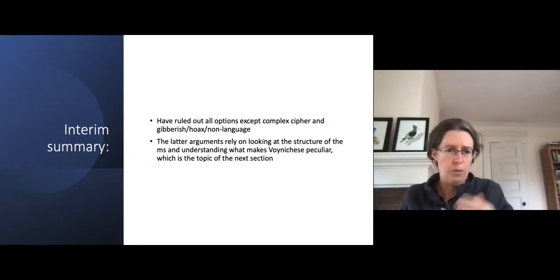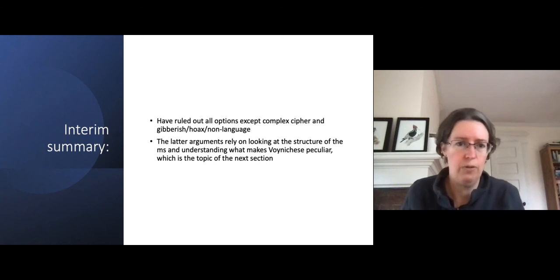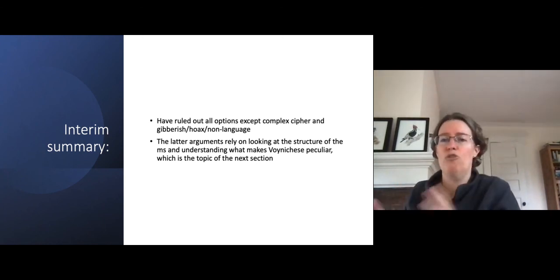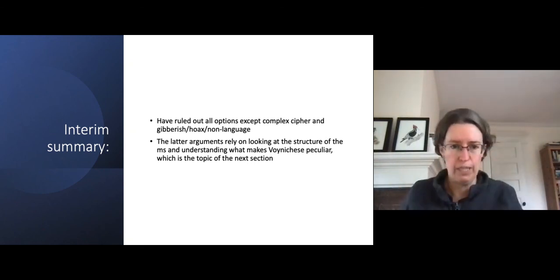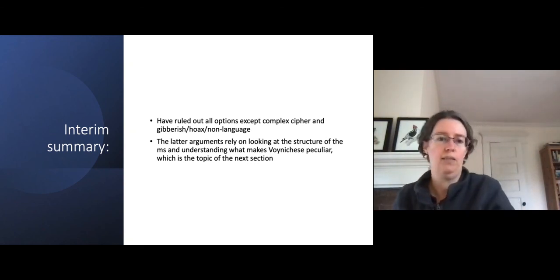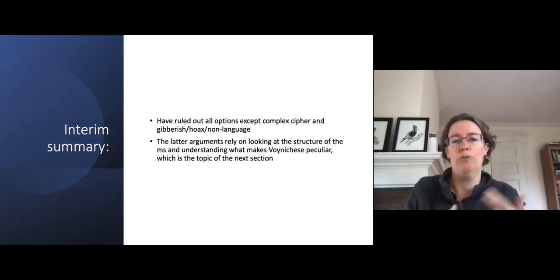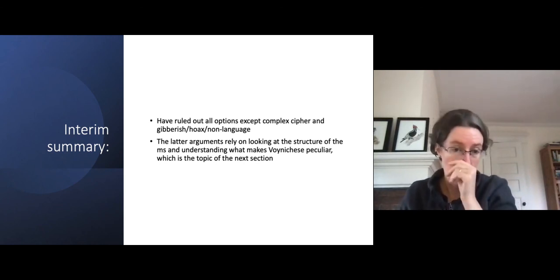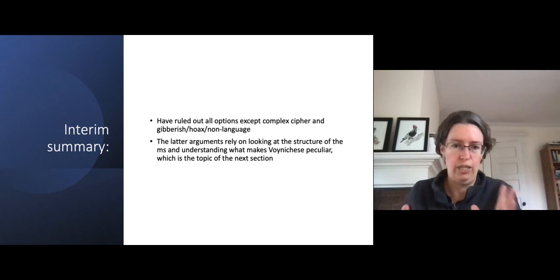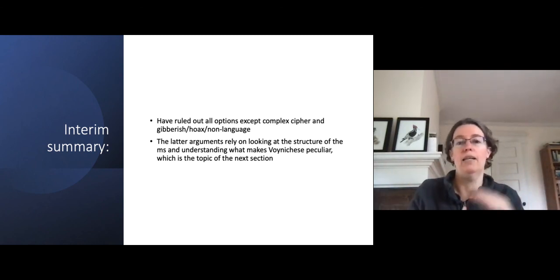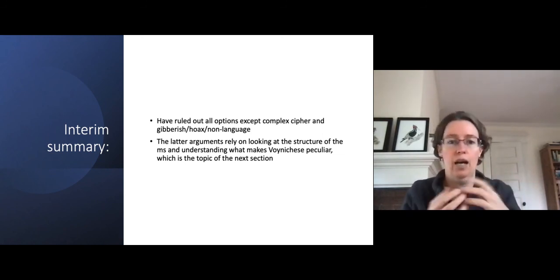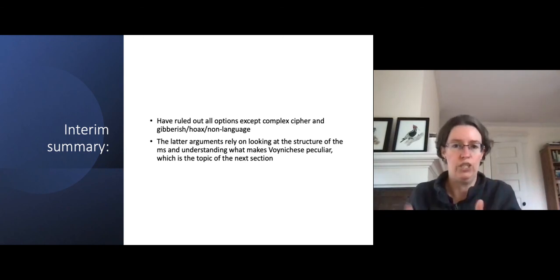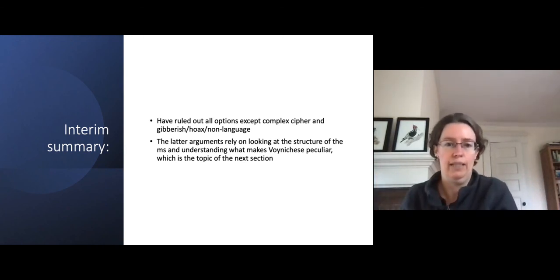So just to give an interim summary, we've actually either strongly ruled out or considered pretty unlikely all of the potential options, except either a more complex cipher or some sort of gibberish or hoax or non-language. And the arguments for the non-language gibberish possibility actually rely on looking at the structure of the manuscript as a whole and understanding what makes Voynichese peculiar at the sentence level or at the word and character level, which is what Luke is going to talk about in the next section now.